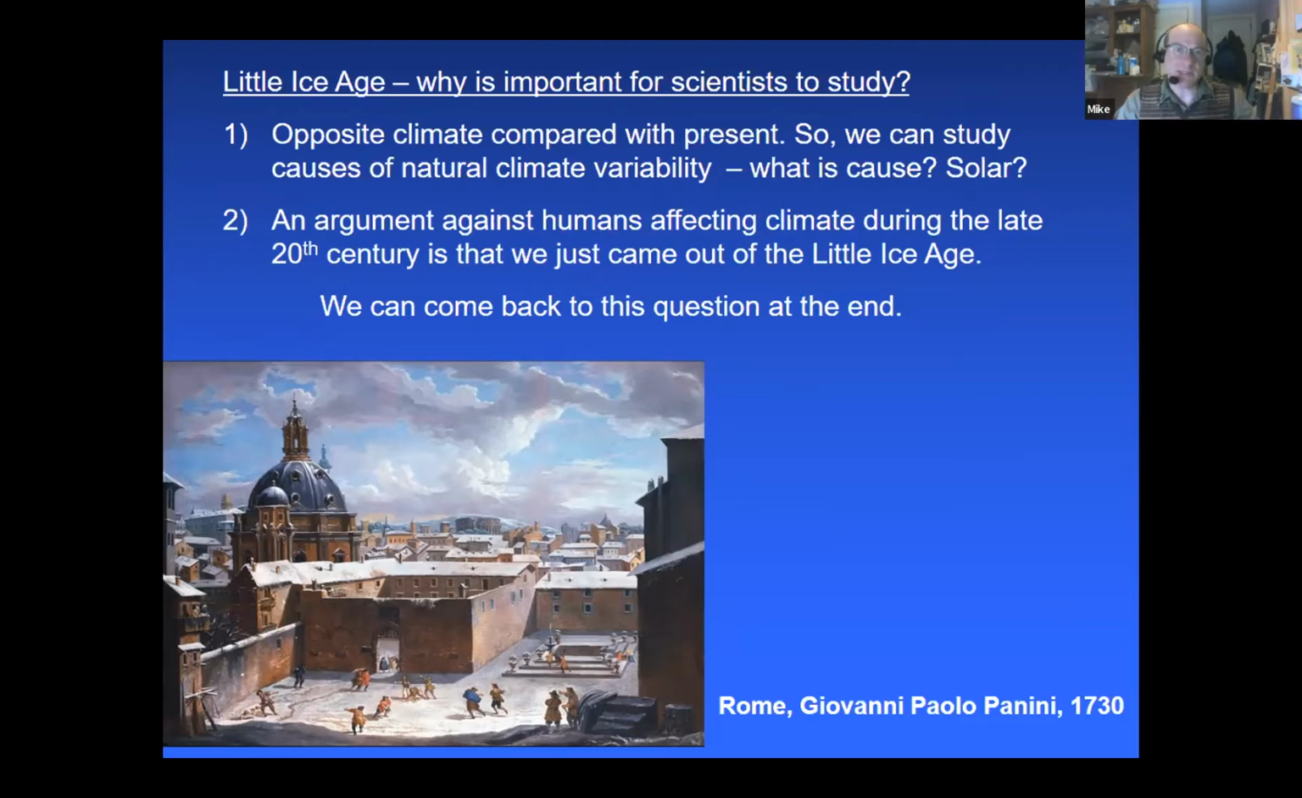A second reason is, at least a few decades ago, perhaps even when I first started to do research on this topic, one argument against humans affecting the climate in the late 20th century was that we were just coming out of this period called the Little Ice Age. So the Little Ice Age lasted up until the end of the 19th century, maybe even into the early 20th century, and perhaps we were just coming out of this cold period, and it wasn't due to human effects. And we'll come back to this question at the very end of the talk, because it's one of the reasons, initially at least, we were studying this important part of Earth's history.